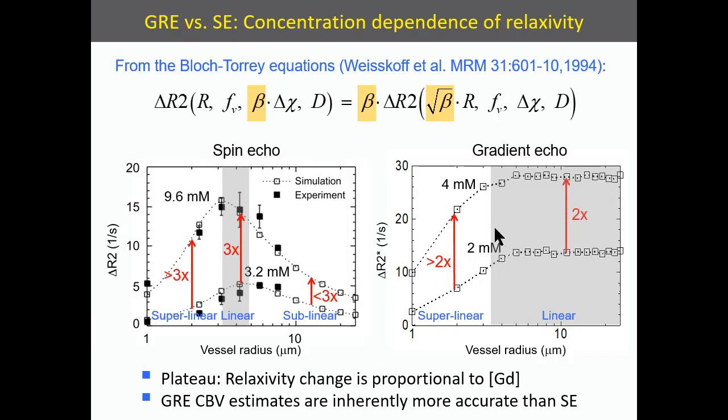It can also be shown from basic principles that the relaxivity change is directly proportional to contrast agent concentration, which is required for tracer kinetic theory, only where the size dependence curves have plateaued. And so this is where, for instance, doubling contrast agent concentration will yield twice the relaxivity. And this behavior occurs over a much broader range for gradient echo compared to spin echo acquisitions, and that's why gradient echo CBV estimates are inherently more accurate than spin echo CBV estimates.